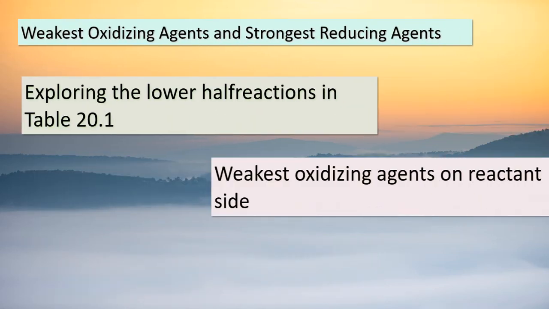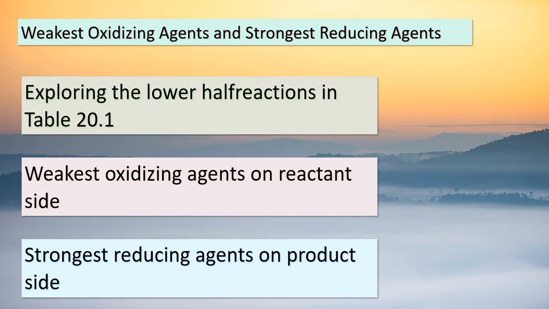Continuing our journey. Let's delve into the lower half reactions present in Table 20.1. In this scenario, the reactants, such as Li+ and ions, take the stage as the most challenging to reduce. Consequently, they serve as the weakest oxidizing agents in this context. Now, what about the products of these reactions?